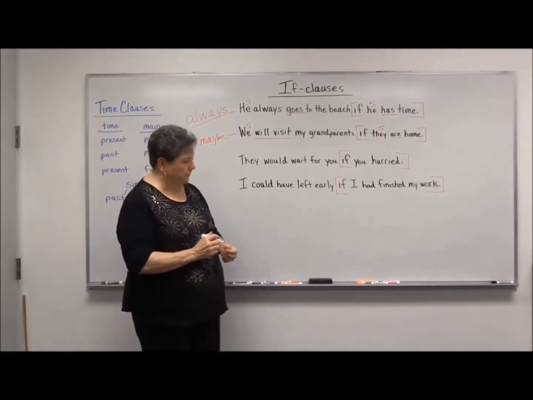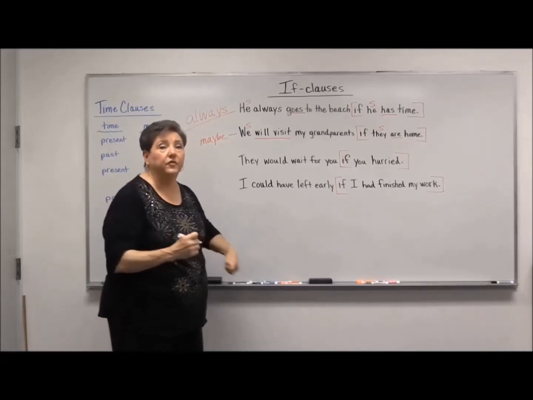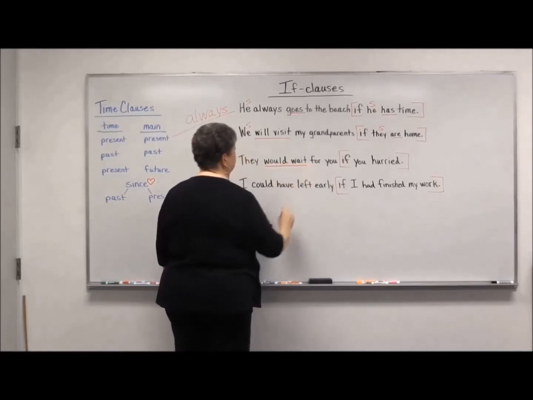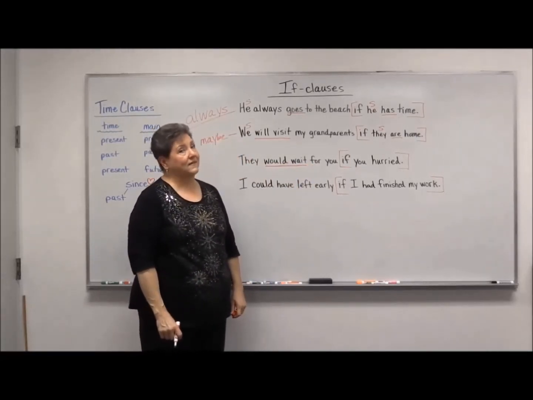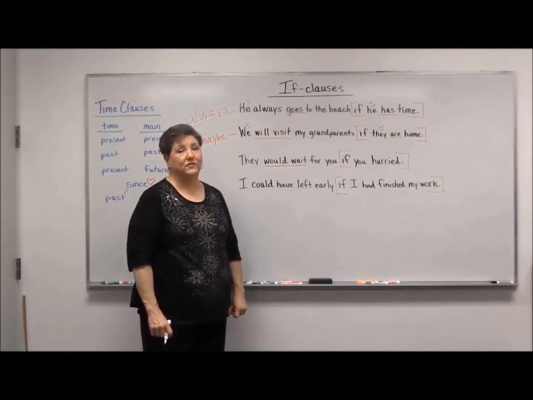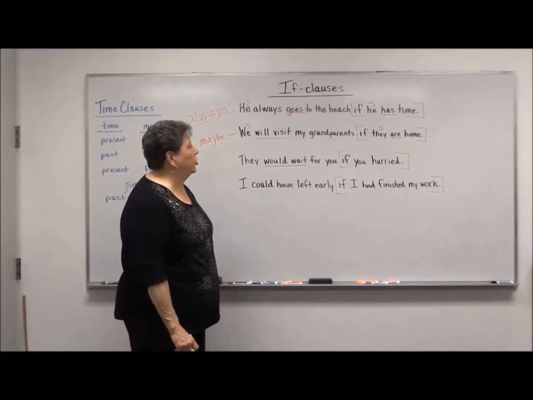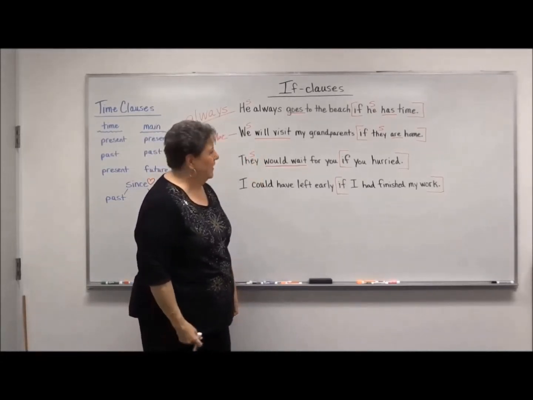They would wait for you if you hurried. Where's the first verb? Oh, did you say wait? And did you not see that modal? The modal would? Don't forget, modals are verbs. And every time you see it, it has to be part of the verb. Who would wait? They. That's how you find your subject.